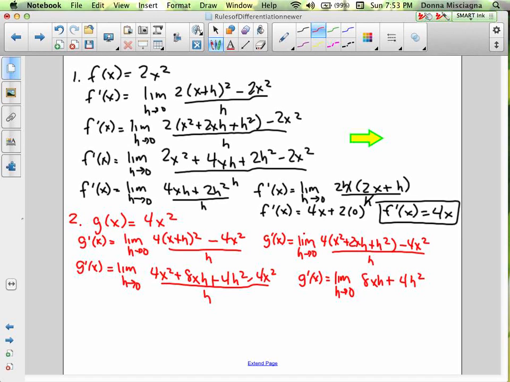Wait, did I forget somebody? I'm feeling like I forgot somebody. Okay, that's fine. 4x squared, 8x, no, I got everybody. Okay. I don't know why, I just felt like I was missing somebody.